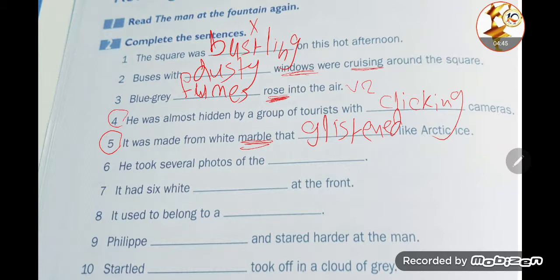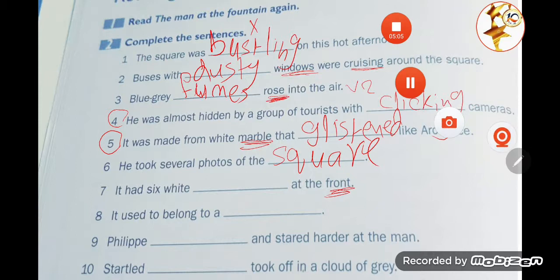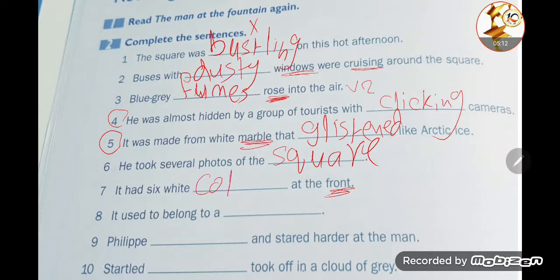Okay, number 6, he took several photos of the what? Of the square. إذن هو كان عم يلتقط أو التقط صور متعددة لإيش؟ للسكوير. Number 7, it had 6 white blank at the front. على الجنب شو كان في عنا؟ كان في what? 6 what? 6 white columns. Columns, okay? Columns at the front.